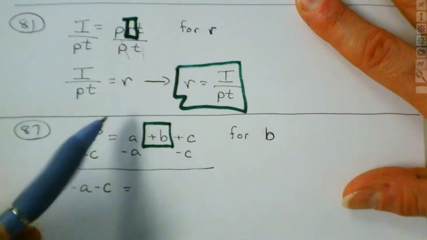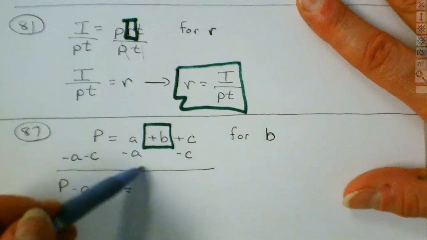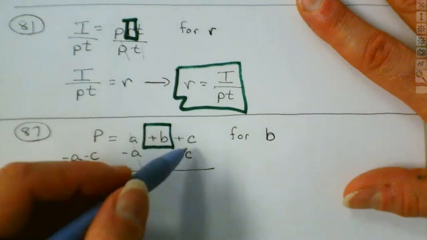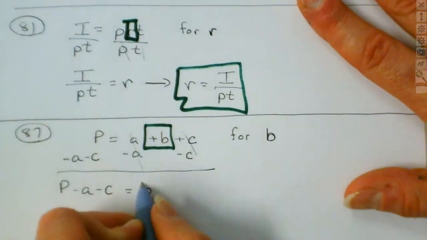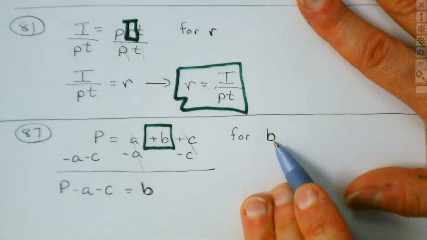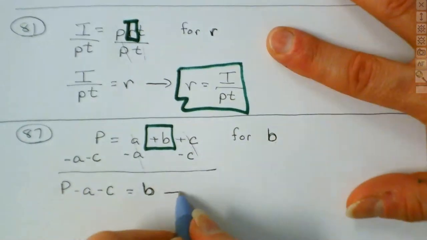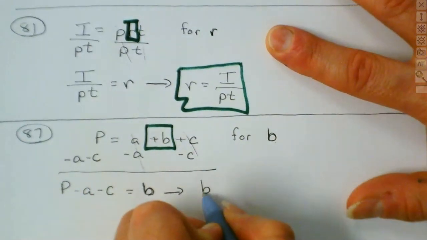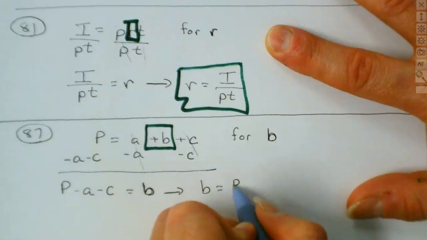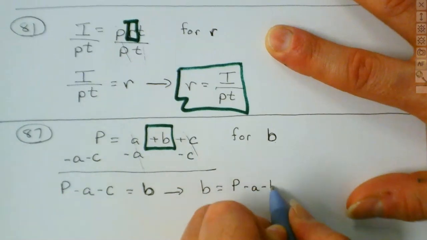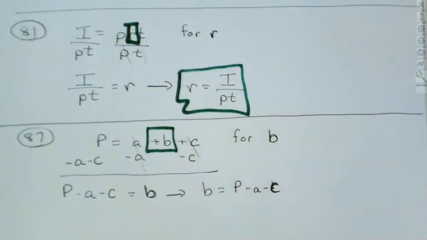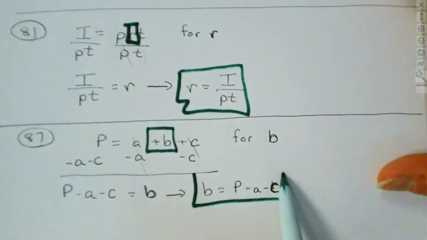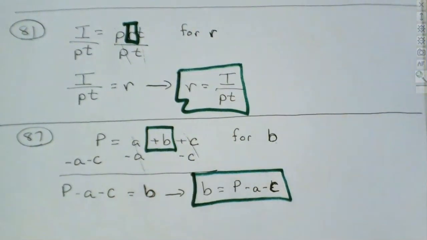On the right-hand side, what's going to cancel? The A's cancel, right? And the C's cancel. So what's left over? The B. Now, what am I solving for? B. So let's rewrite this as B equals P minus A minus C. And that's your answer. These are called literal equations. And you have to solve for a specific variable.